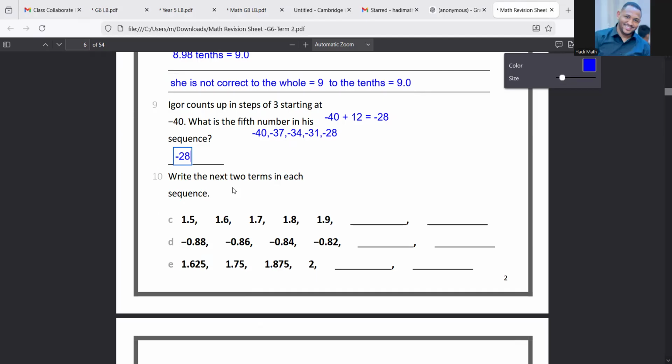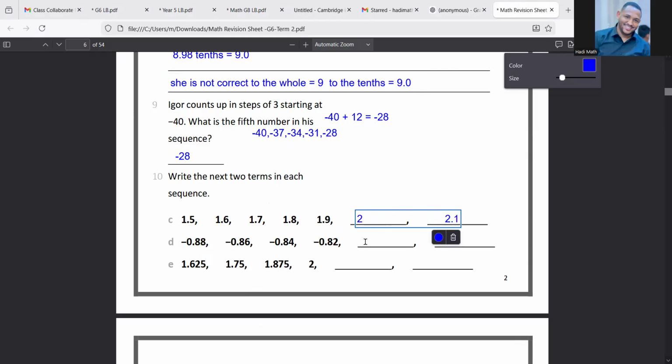Write the next term or the next two terms in each sequence. 1.5, 1.6, 1.7, 1.8, 1.9. Every time we add 0.1. This is going to be 2. This is going to be 2.1.